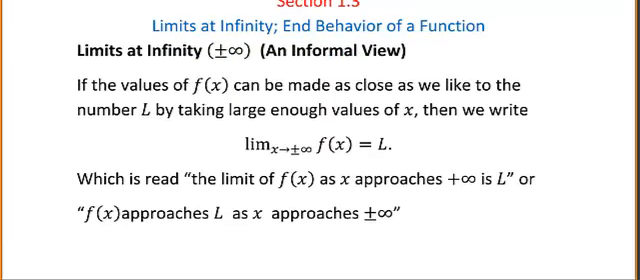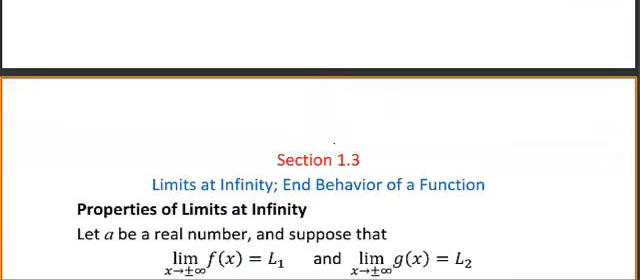The idea of the limit at positive or negative infinity is that if the values of f can be made as close as we like to L by taking large enough values of x in the case of positive infinity, small enough in the case of negative infinity, then we write the limit as x approaches positive infinity of f of x is L, or the limit as x approaches negative infinity of f of x is L. And this also determines the end behavior, where the asymptotes are.